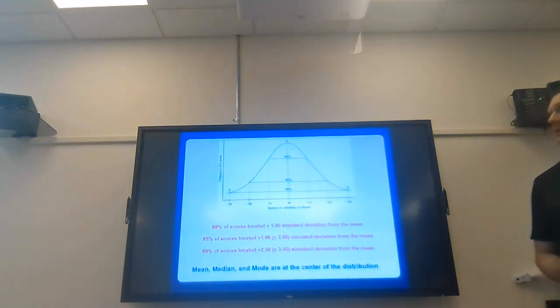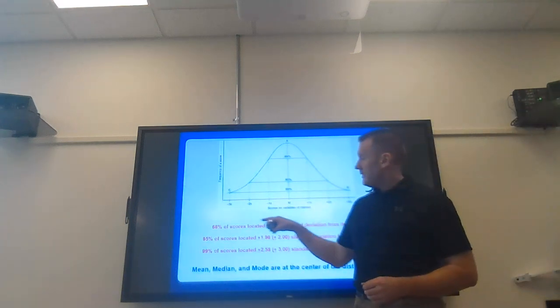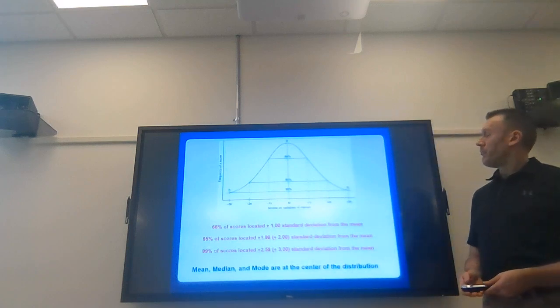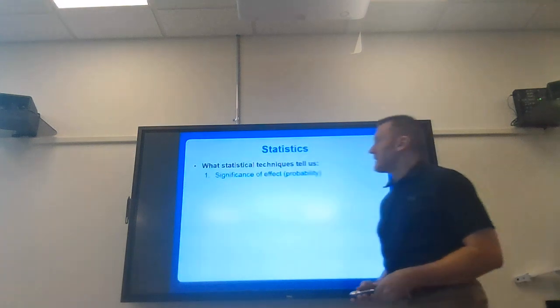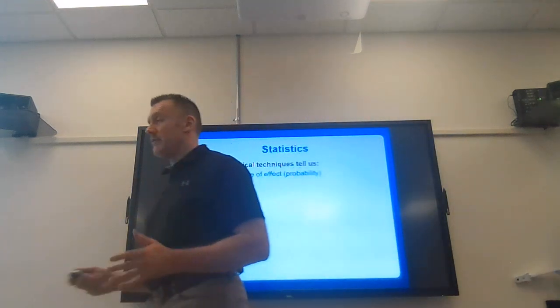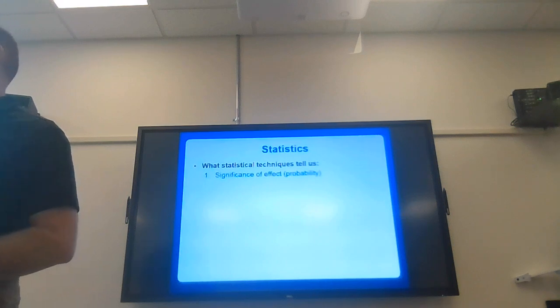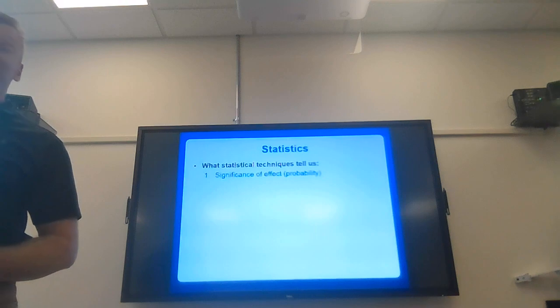So here's another slide, just what I was saying about the bell curve with the percentages and different standard deviations. Okay, so what do statistics tell us? First of all, the significance. Significance is based on probability, the probability of a chance occurrence.